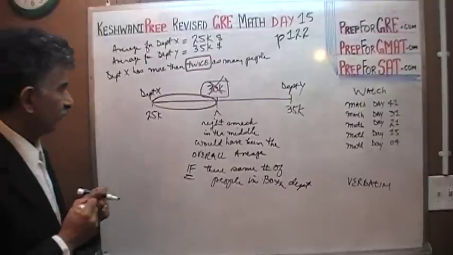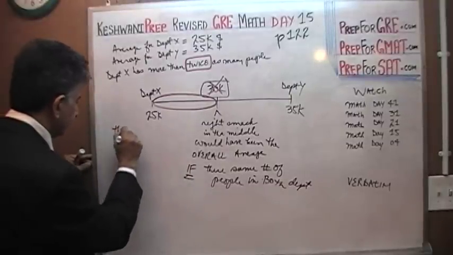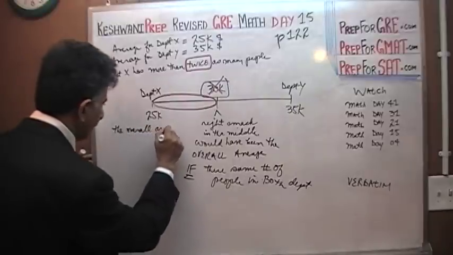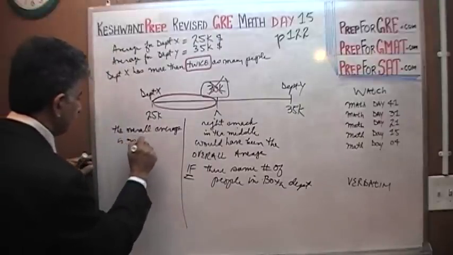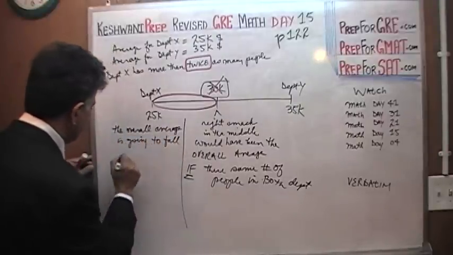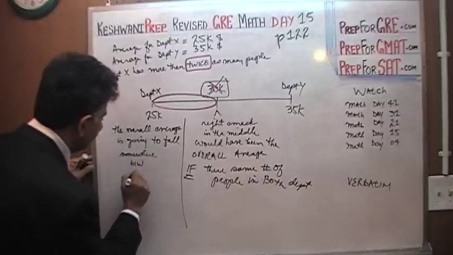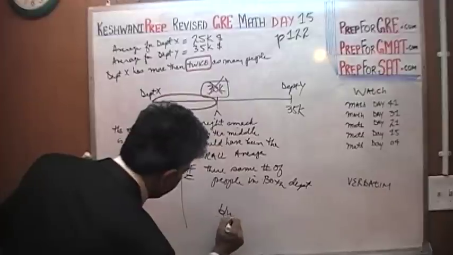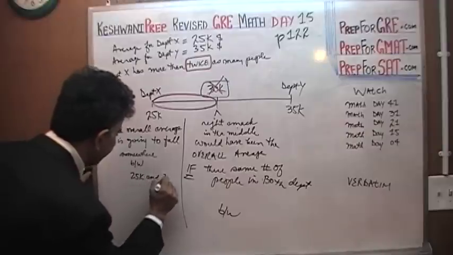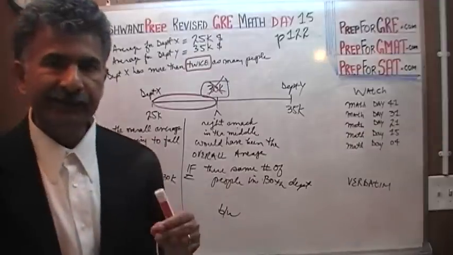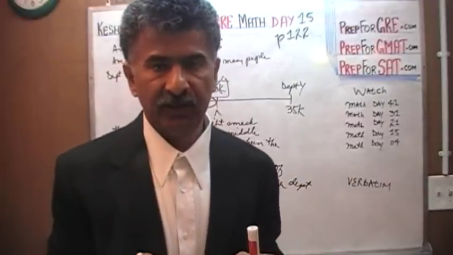The overall average is going to fall somewhere between 25K and 30K. Therefore, the overall average cannot be less than 25,000.